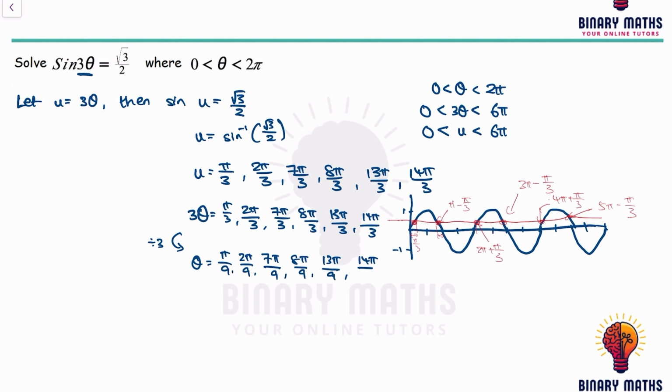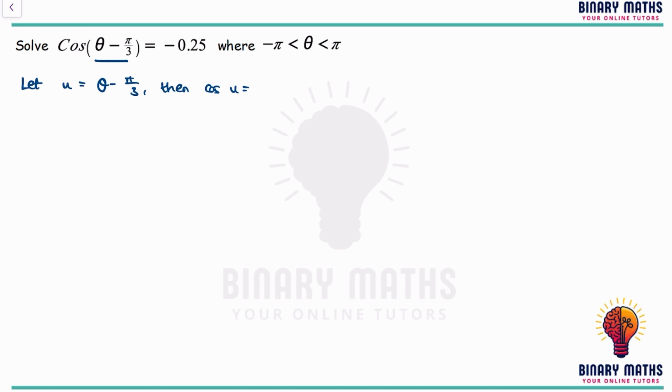Okay, next example. Cos of theta minus pi over 3 is equal to negative 0.25, where theta runs from minus pi to pi. Again, we have to do a substitution. So let u be equal to theta minus pi over 3. Then cos of u is equal to negative 0.25. I need to adjust the range, so minus pi is less than theta, which is less than pi. So theta minus pi over 3 will be between 2 pi over 3.